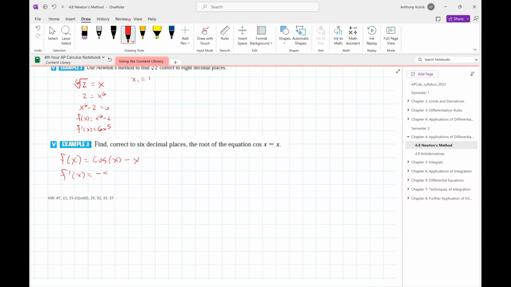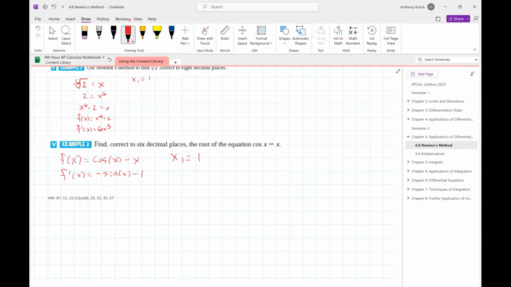What's the derivative then going to be? Negative sine x minus 1. Good memories. And what should our first x be? Pi? One. 0. I'll just do 1.